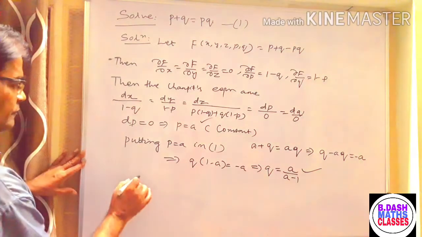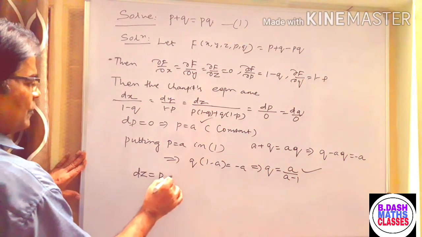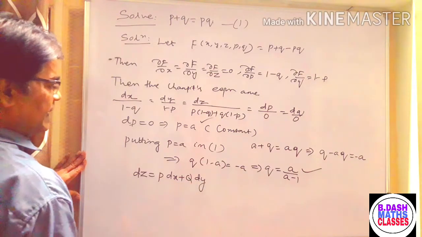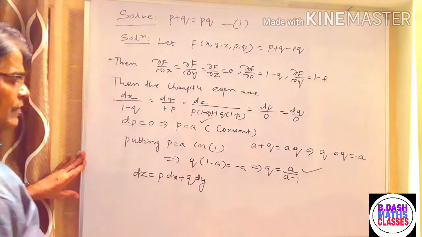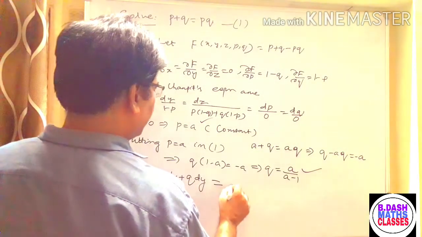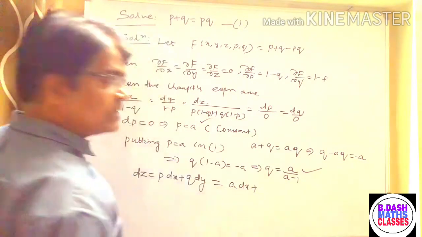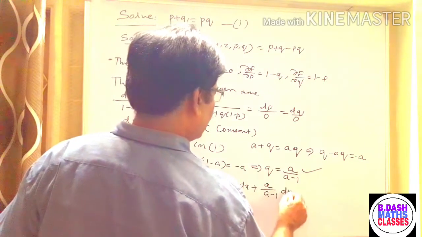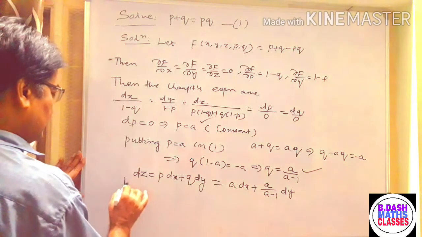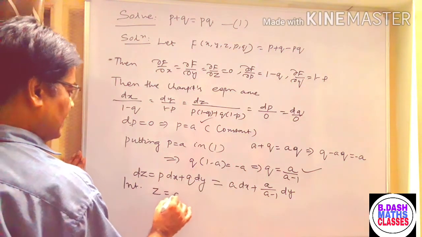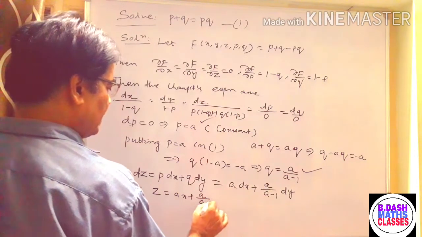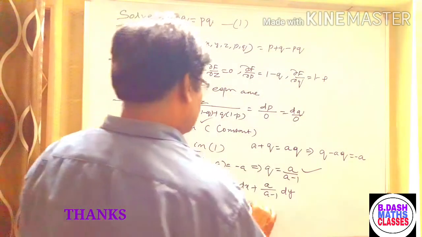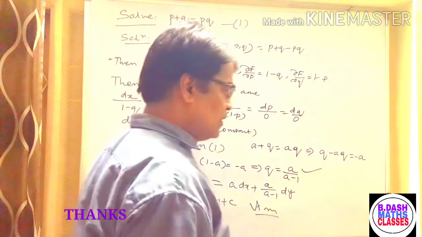We know dz is equal to p dx plus q dy. Now we have to put the value of p, that is a dx, plus the value of q, that is a by a minus 1 dy. Now integrating we get z is equal to ax plus a by a minus 1 into y plus c, which is the complete integral or the solution of the differential equation.